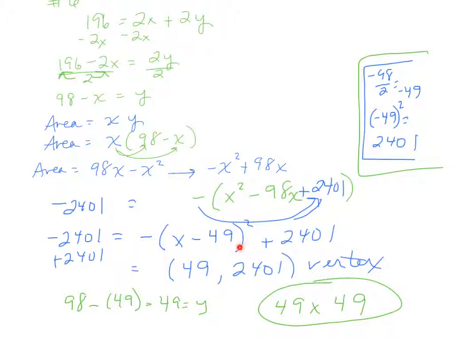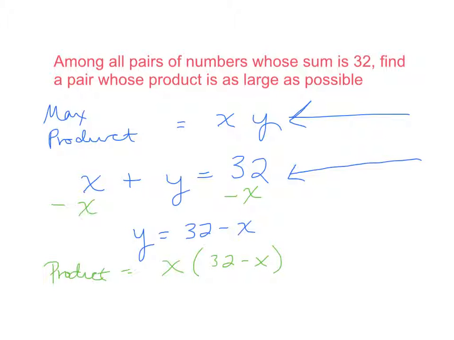That factors, after you've done your steps, the negative stays outside. X minus 49, because you got a negative 49 when you took half. Move your 2401 back over and it becomes positive. So this 2401 is the area. 49 is the x-coordinate of your rectangle. So to find the y-coordinate of your rectangle, you have that formula for how to find y right there, 98 minus x. Plug in 49, and that tells you that y is also 49. So the dimensions are 49 by 49. Should have been recording that. Okay, well, we're doing it now.